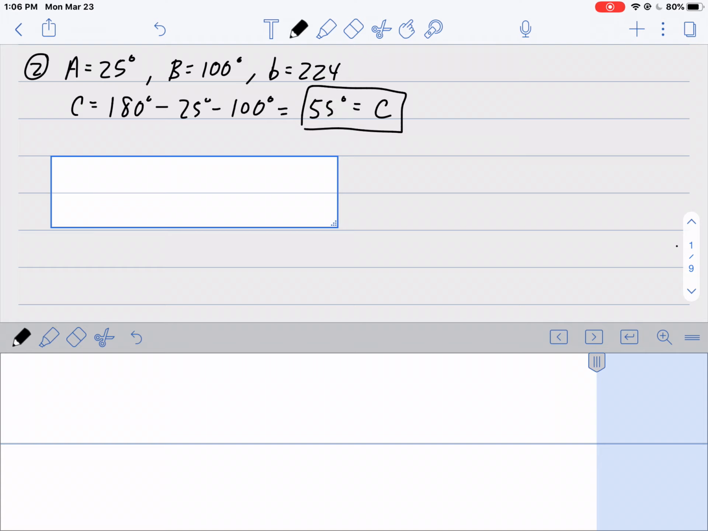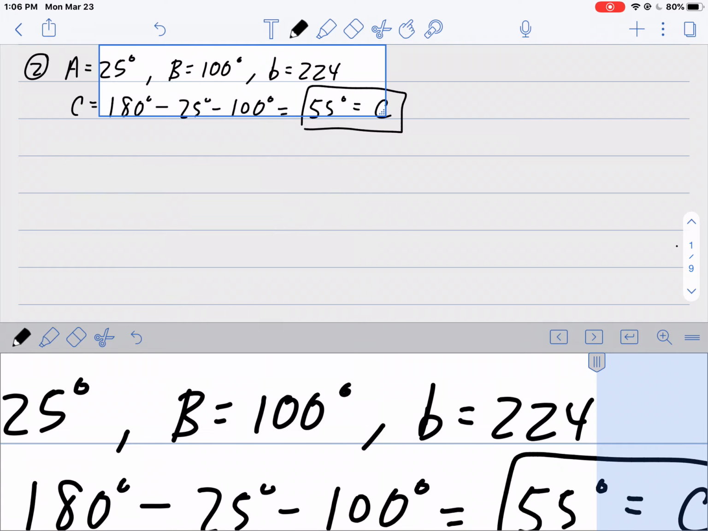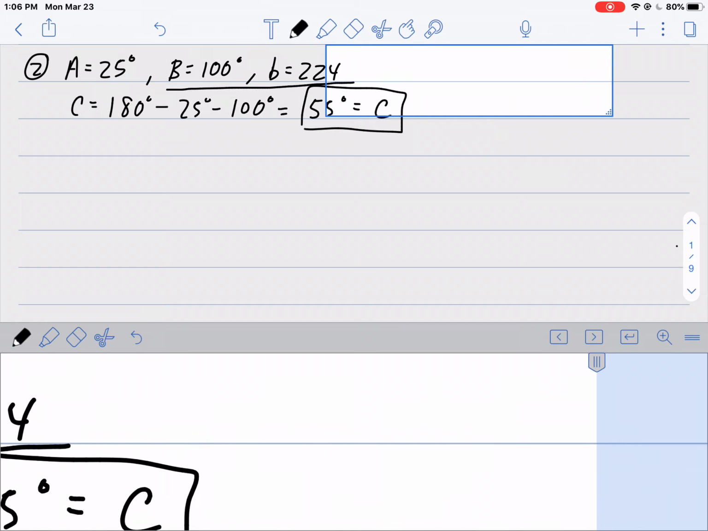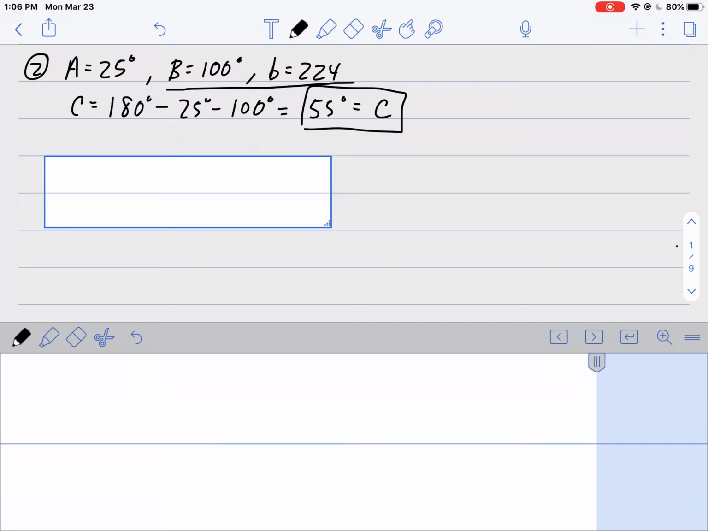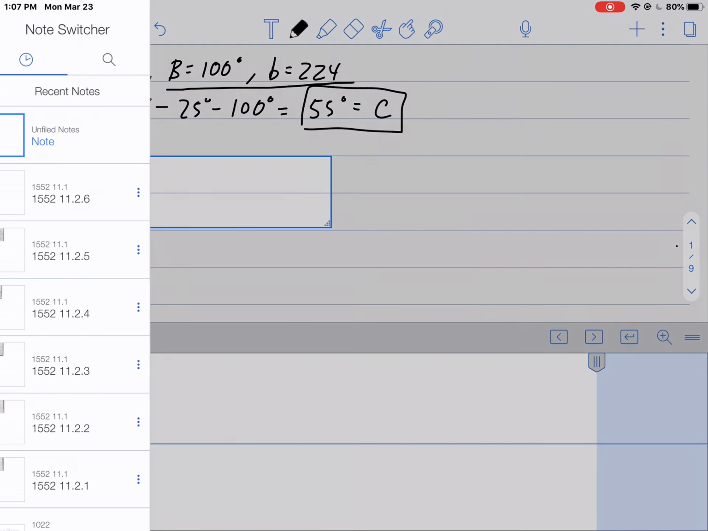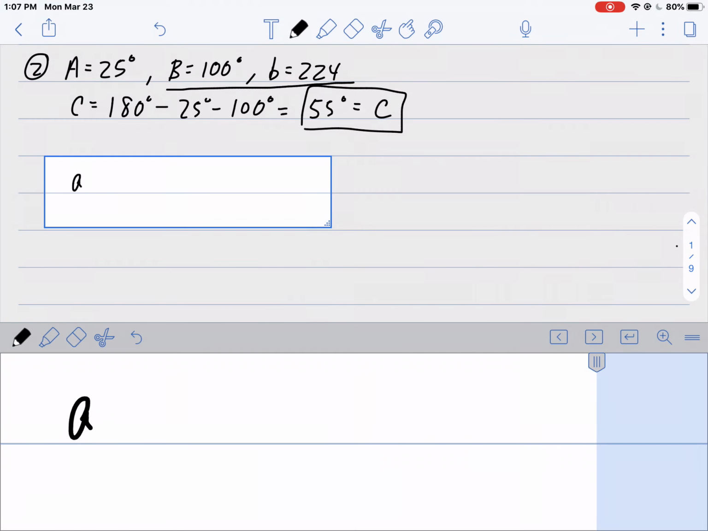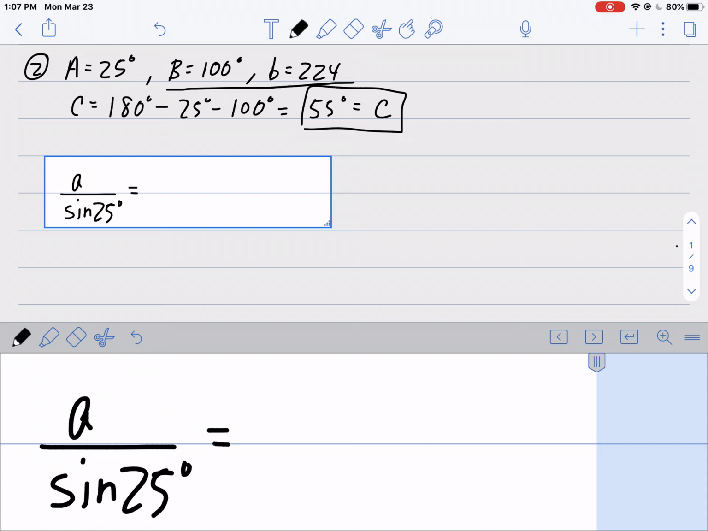And in this case, like I said, I'm going to use this information that we have in the initial problem as one of my ratios. Right? Try to be as accurate as possible. So let's start with side A. So I can set up the ratio of A over sine A equal to B over sine B.